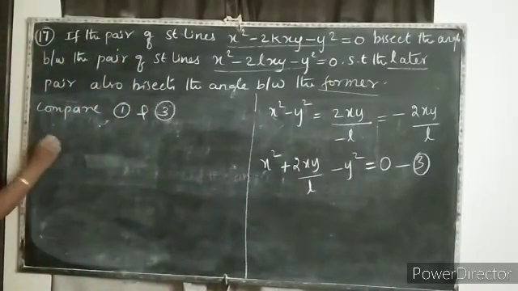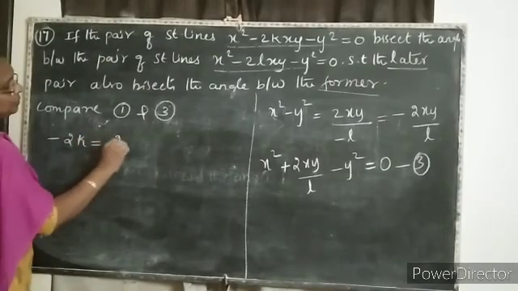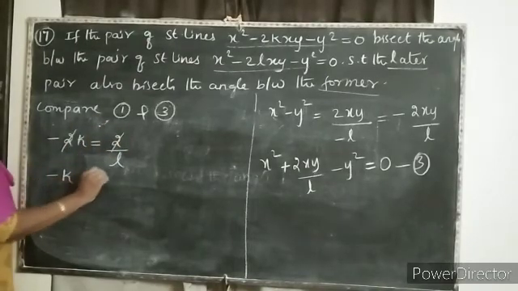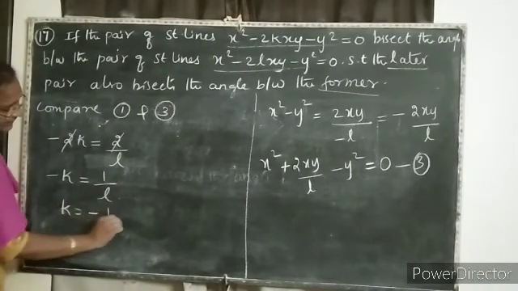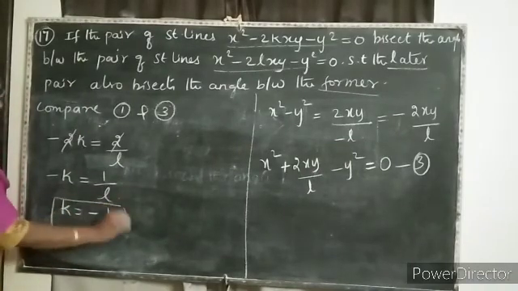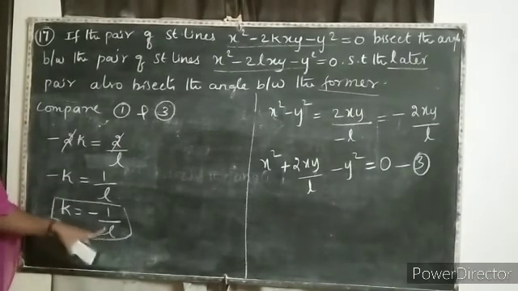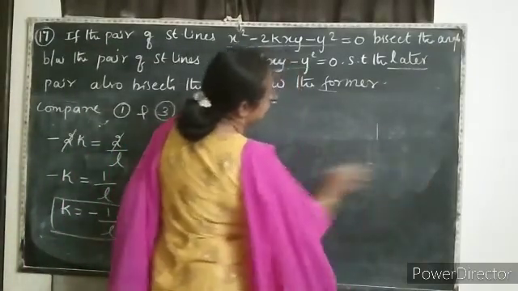So, what will I get? Minus 2k will be equal to 2 divided by l. Yes or no? And 2 is getting cancelled. So, minus k will be equal to 1 divided by l. So, k will be equal to minus 1 divided by l. Okay. Now, let's use this value of k equal to minus 1 by l where necessary. So, let's keep that value as it is.